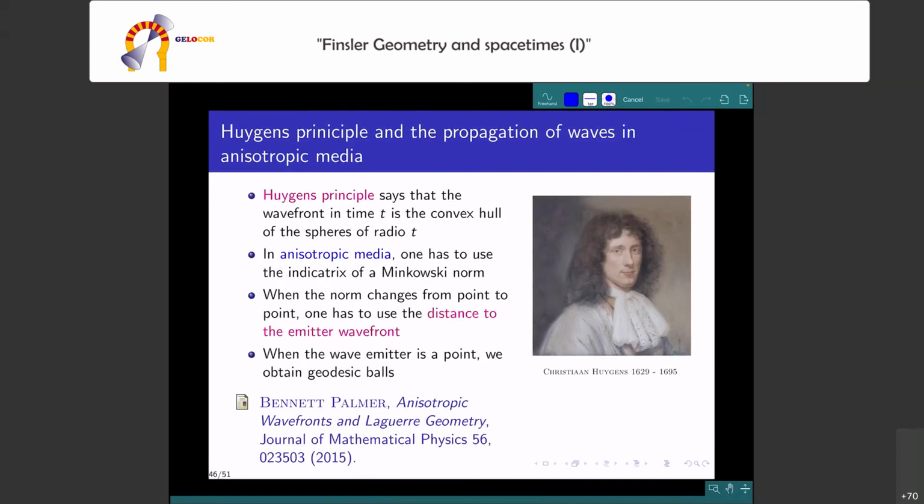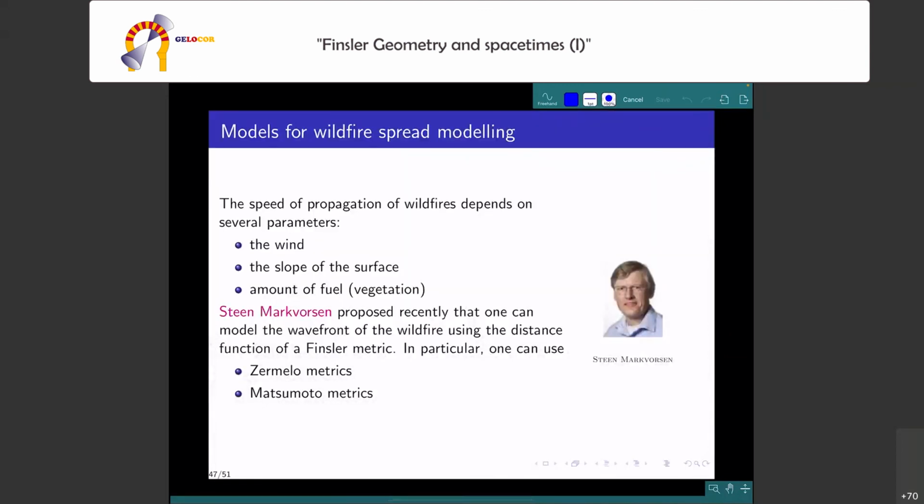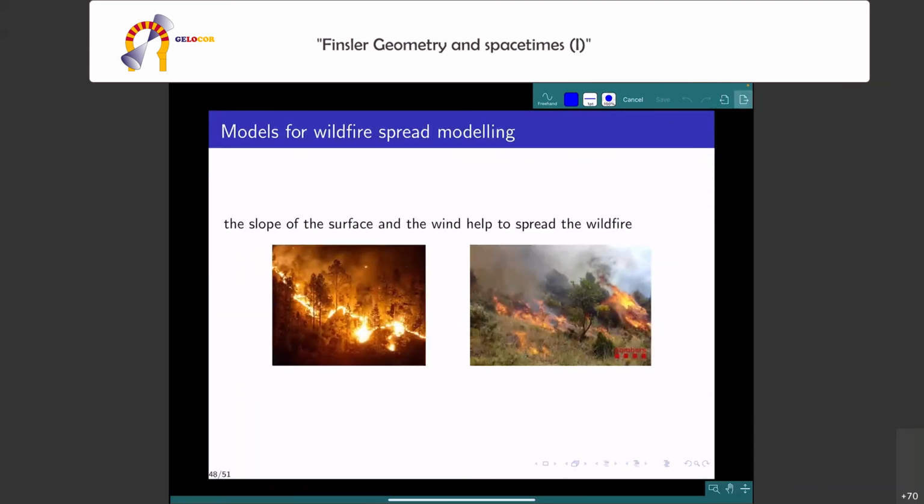This is done in this paper by Bennett Palmer. Then Steinbach and Markvorsen considered Finsler metrics to model these things, because the important thing here is the speed of the fire in every direction. And this speed depends on the wind, on the slope of the surface, and on the amount of fuel, the vegetation, and so on. So you can consider Zermelo metrics and Matsumoto metrics in order to make the prediction. Then you obtain a metric and you have to compute the geodesics of these metrics.